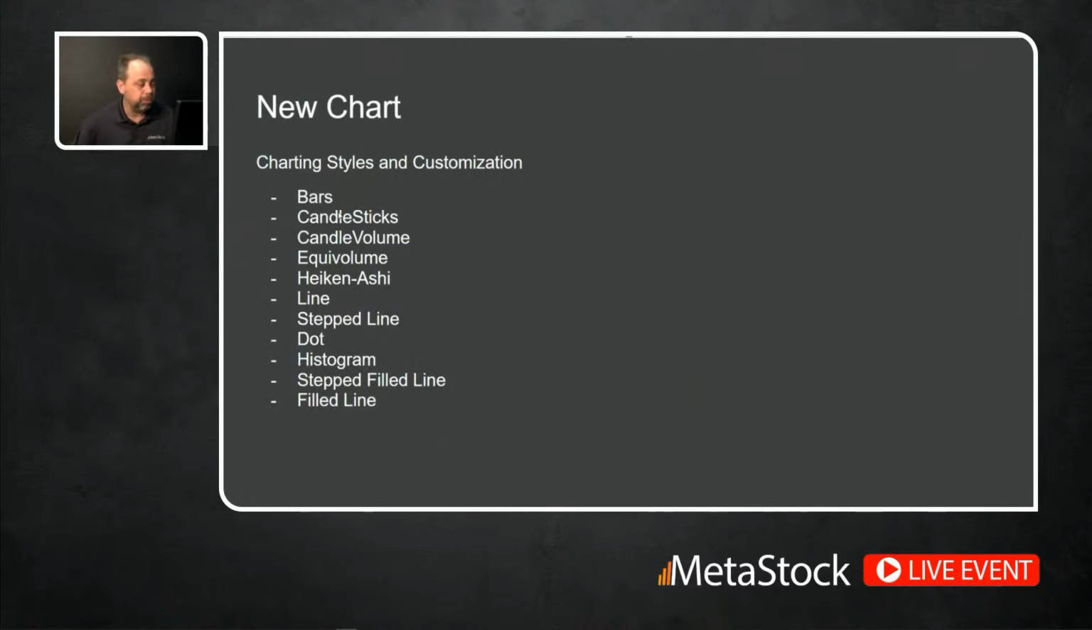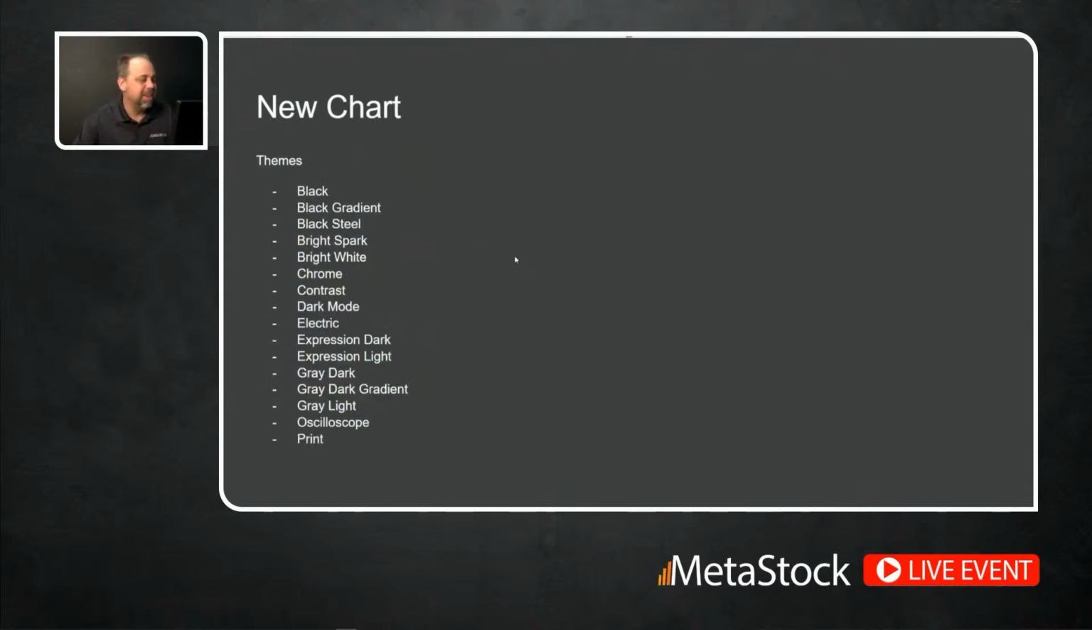So in terms of the charts and the customization, the types of bars that we have are bars, candlesticks, CandleVolume, EquiVolume, Heiken-Ashi for the very first time, line, step line, dot, histogram, the step fill line, and the fill line. Not sure I needed to read that all to you. So in any case, the next concept I want to talk about is the concept of themes.